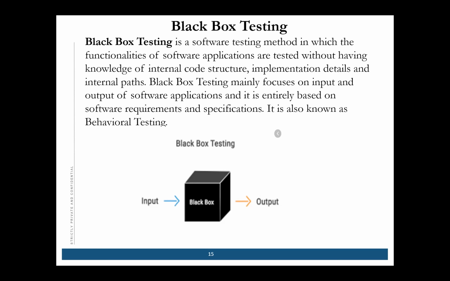Can someone read the description of black box? A software testing method in which the functionality of the software is tested without knowledge of internal code structure, implementation details, and internal paths. Black box testing mainly focuses on input and output of the software application. It is entirely based on the software requirements and specification. It's also known as behavioral testing. Simply put, we do not know much about internal code structure or implementation details, just giving some input and getting output. Correct.